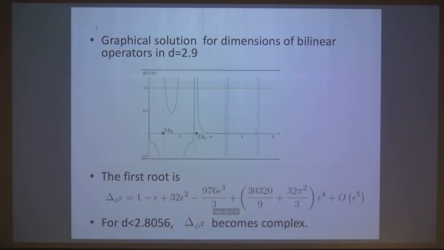OK, so now let me proceed with the corny jokes that I was attempting. So for d less than 2.8, you get bitter melonic theory. And between 2.8 and 3, you get Midori. OK.